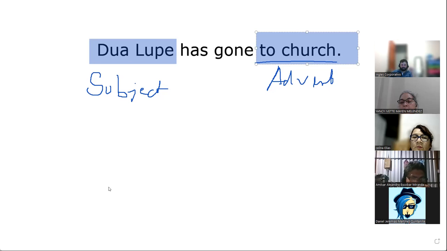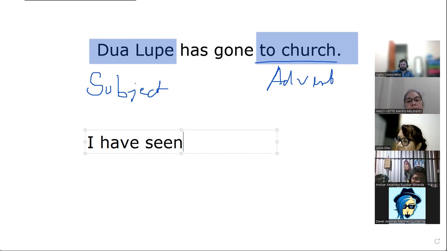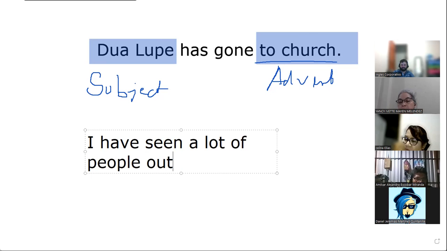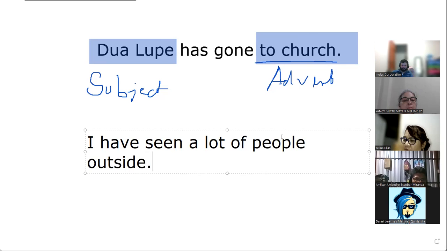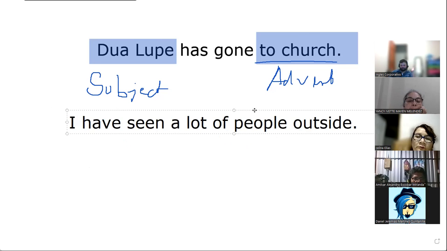Now, let me give you another example, so do not make this mistake. I have seen a lot of people outside. What if I said, I have seen a lot of people outside? Can we turn this into passive voice? No. Are you sure? I don't know. You tell me, guys, analyze it.